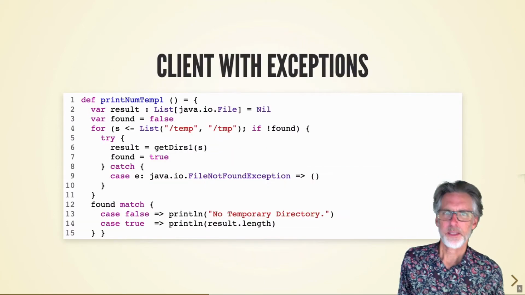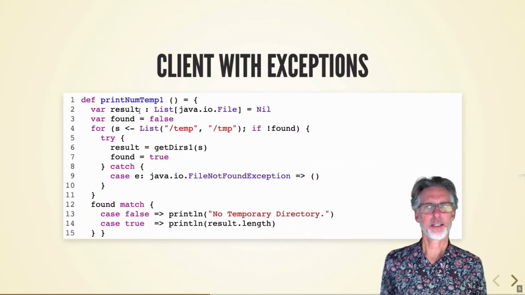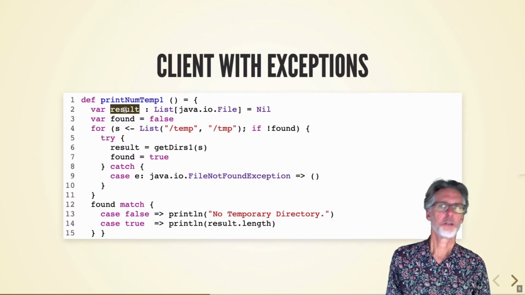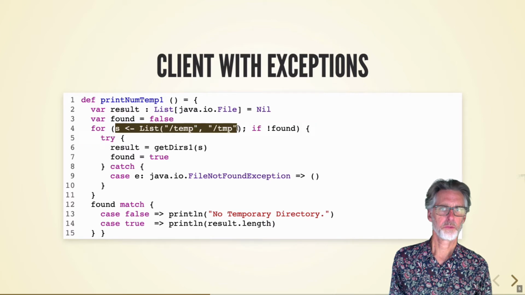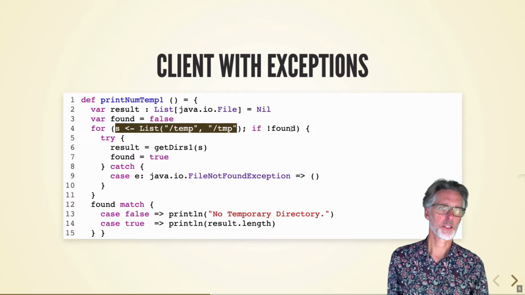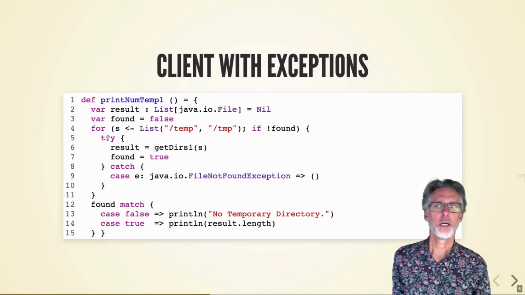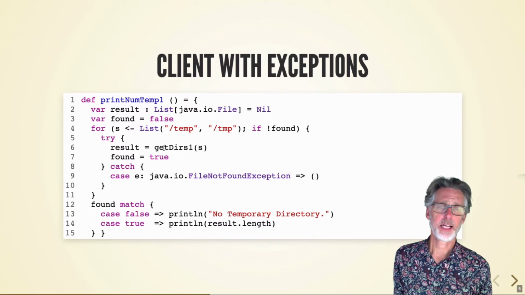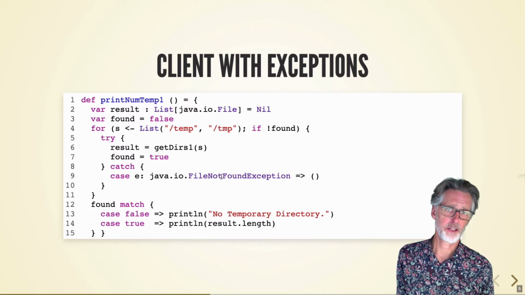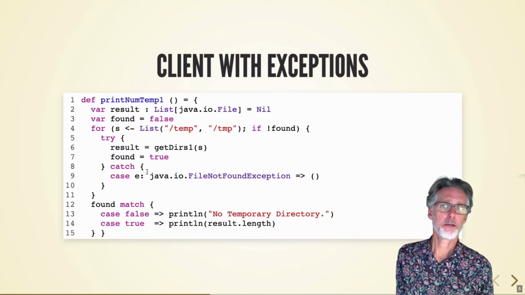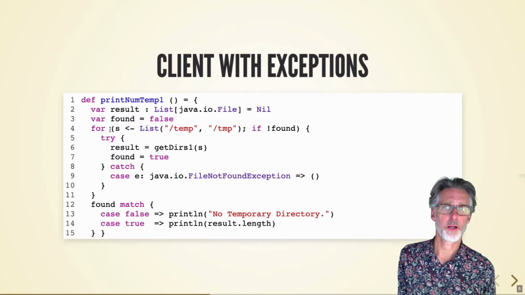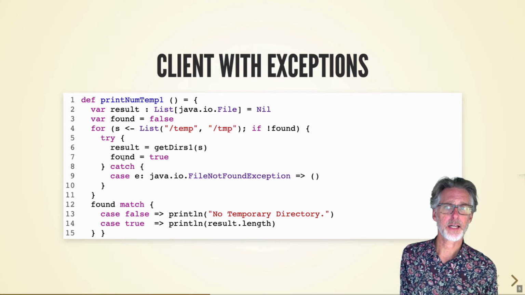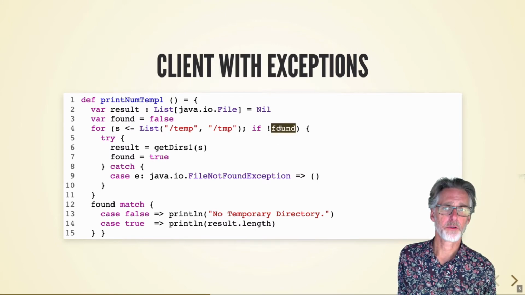What does that look like with exceptions? Well, I'm going to end up with something like this. So I'm creating a variable here for the result. I have a Boolean variable to say whether I found something. And here I'm going to go through the directories that I'm looking for as long as found is false. And what I'm going to do is try to get the directories. And if that fails, then I'll throw a file not found exception and then return back to the next option around the loop. But if it succeeds, then found will become true and that will terminate my loop.